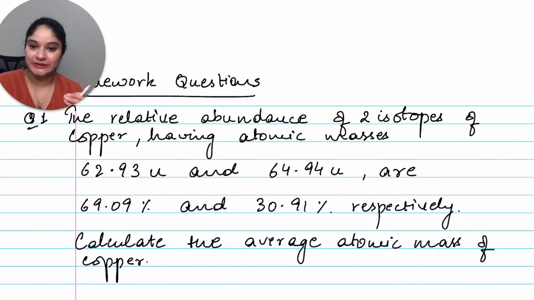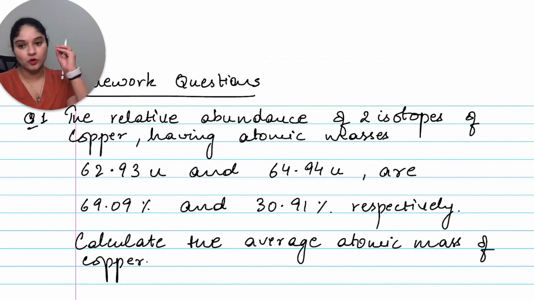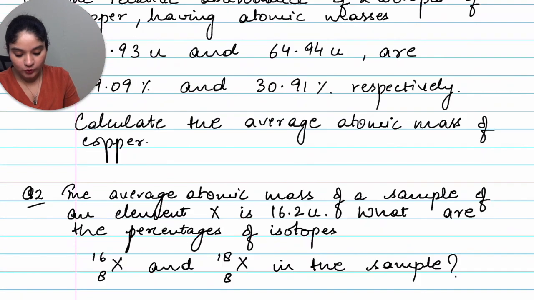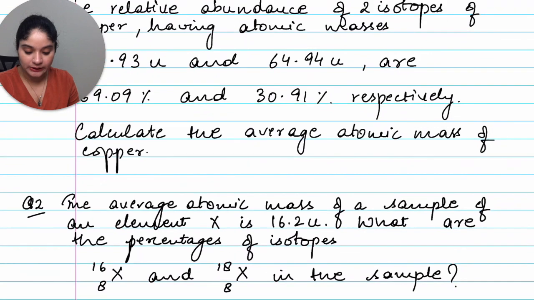So the first question says, the relative abundance of two isotopes of copper having atomic masses 62.93 U, or unified, and 64.94 unified are 69.09% and 30.91% respectively. Calculate the average atomic mass of copper. Now, if this question shows up in your school examination, what should be your basic approach? You will start off directly putting the values in the formula.